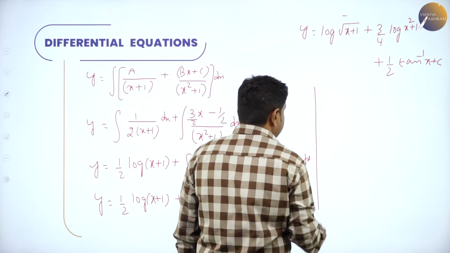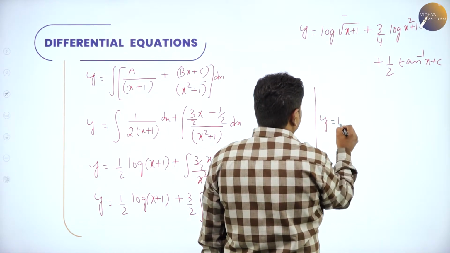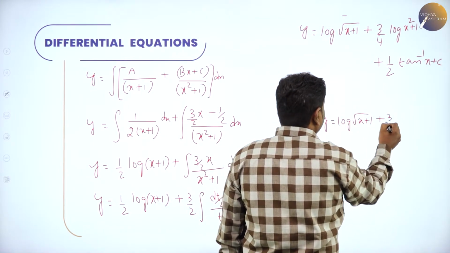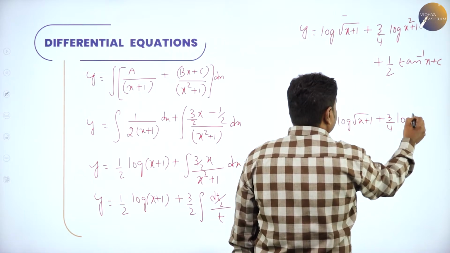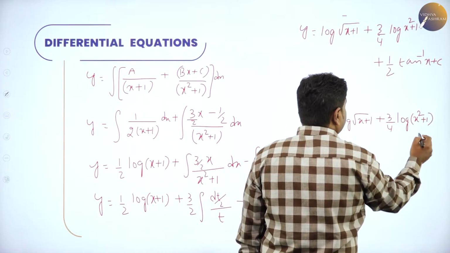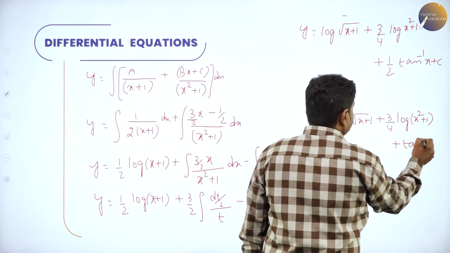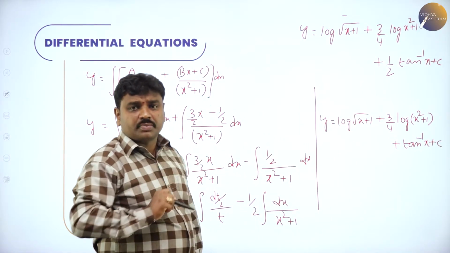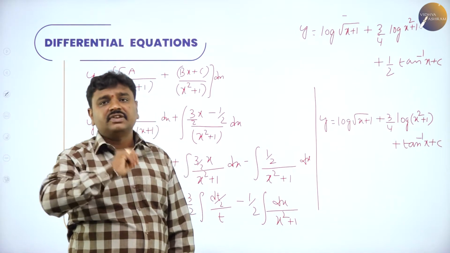So now whatever you got is general solution. We got y is equal to log of root of x plus 1 plus 3 by 4 log of x square plus 1 minus half tan inverse x plus c. So this is general solution. They want particular solution. Particular solution means what? You need to find x and y also.